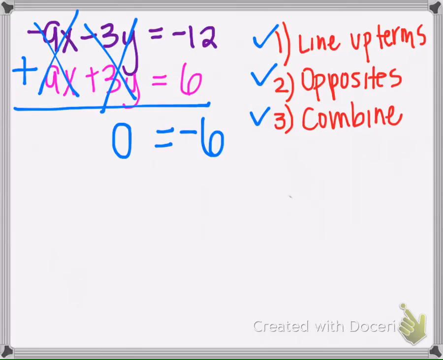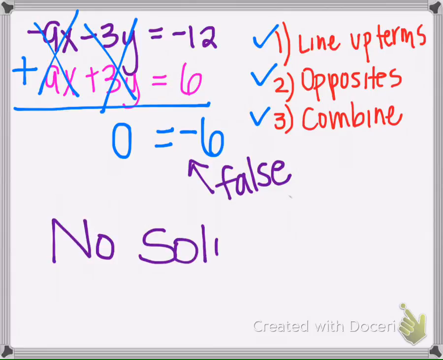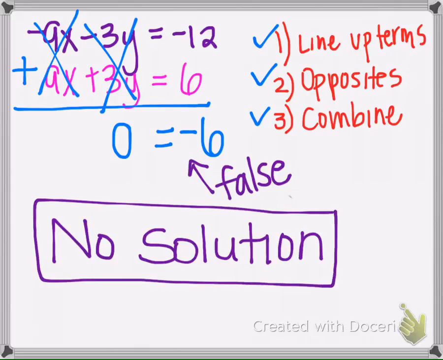Now, we don't have a variable. It's zeroed out. So the next thing we're going to do is read this. 0 does not equal negative 6. Since the statement we were left with is false, 0 is not negative 6, that indicates to us that our solution is no solution. That means there is no x and y combination such that you can plug them in and it will work in both equations. In other words, if you were to graph these two equations, the lines would be parallel. They would never cross.